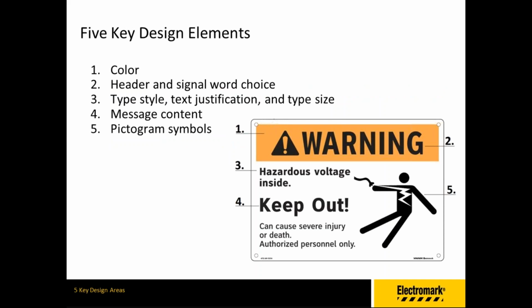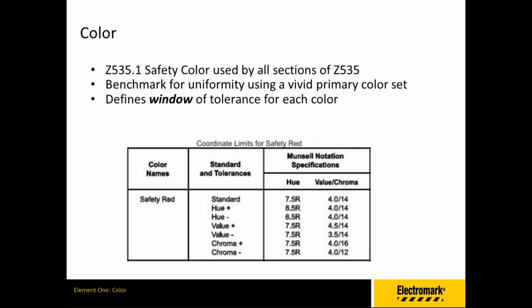So now let's get into what I consider the 5 key or primary design elements in the standard. They're going to include color, header and signal word choice, type style, justification, and type size, message content, and pictogram symbols. The first is color.